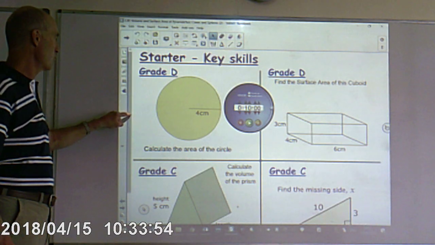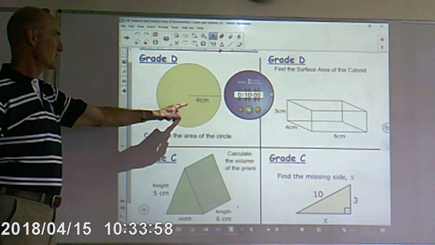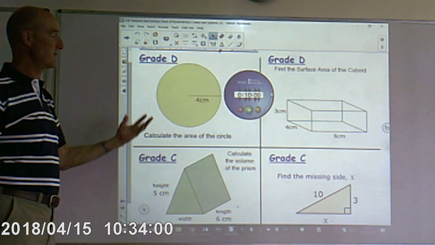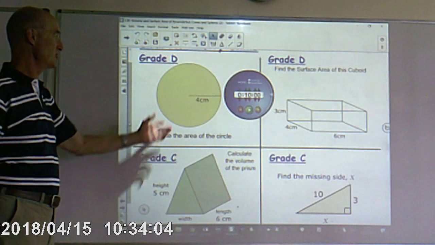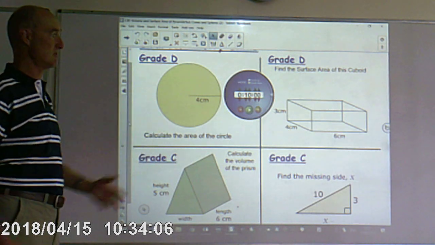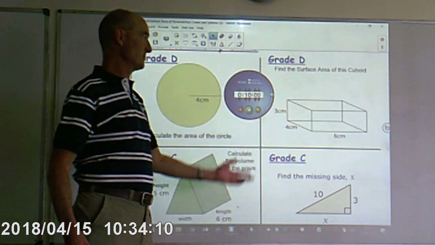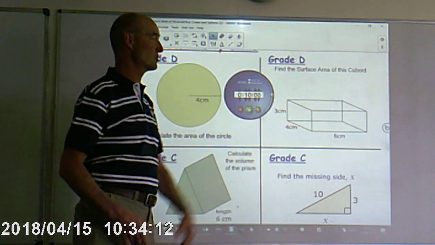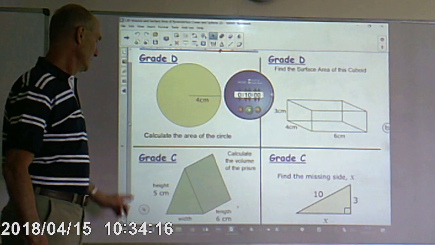Okay, so you've got 4 questions here. Calculate the area of a circle. Take the value of pi of 3 if you like, that's not a problem. Take the value of pi of 3, just calculate the area of that circle. Should be easy. Find the surface area of that cuboid. Don't forget you've got 6 faces to a cuboid, but you can make life easy for yourself.